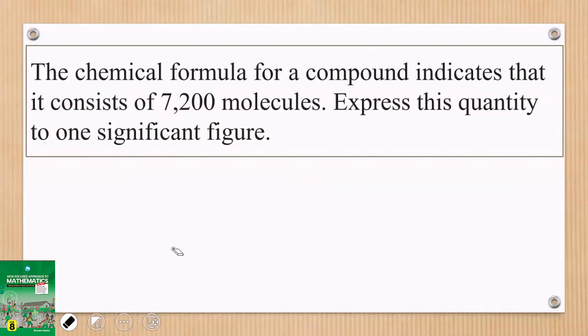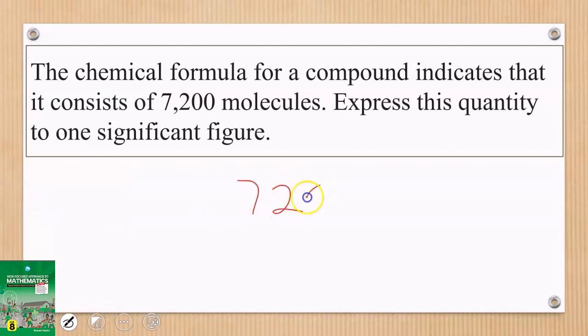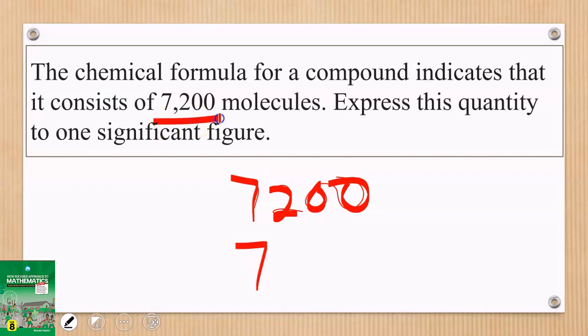Then let's see the last example. The chemical formula for a compound indicates that it consists of 7,200. Now the question is, express this to 1 significant figure. 1 significant figure, that means 7 is the only number, or the first number. Ideally, this has only 2 significant figures. So if I'm to leave it to one significant figure, I'm going to get 7. Because the 2 here cannot round up, I'll just replace them with 0, 0. So that becomes the answer.